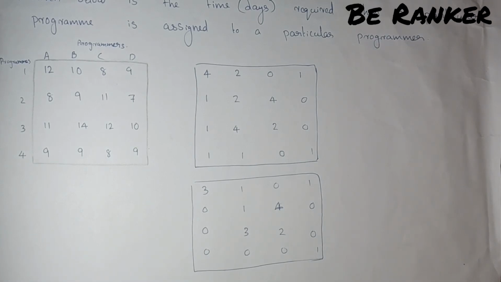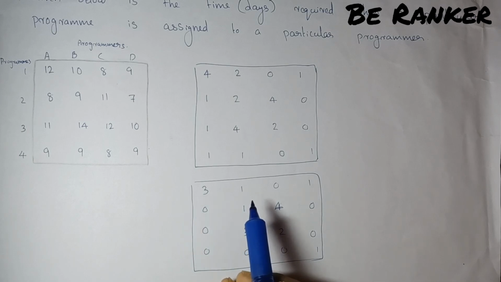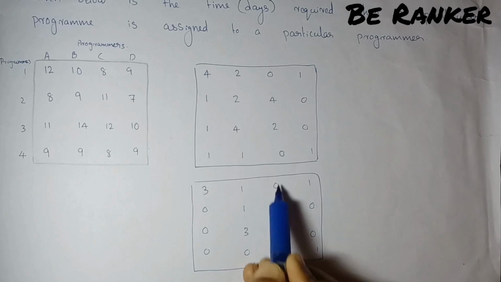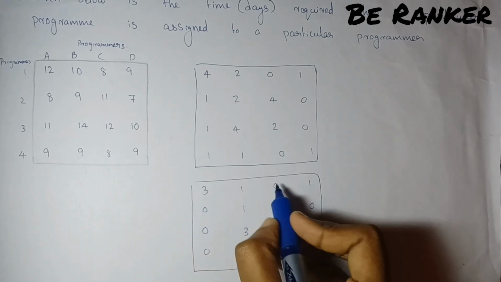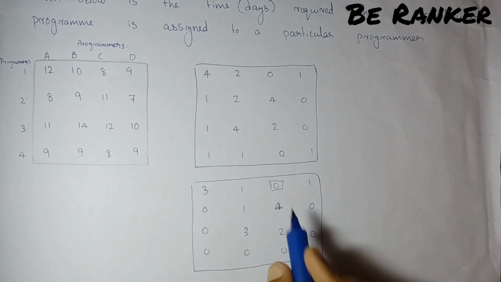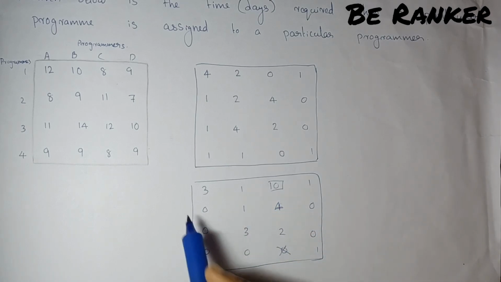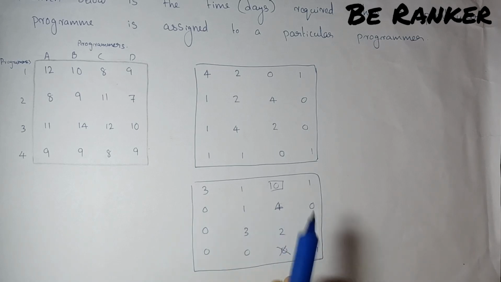Now, I check each row which contains one 0. So in the first row, it contains one 0. So I assign this 0 and cancel the zeros in that column. Then in the second row, there are 2 zeros, so I can do anything. In the third row, it also contains 2 zeros. The fourth row also contains 2 zeros.